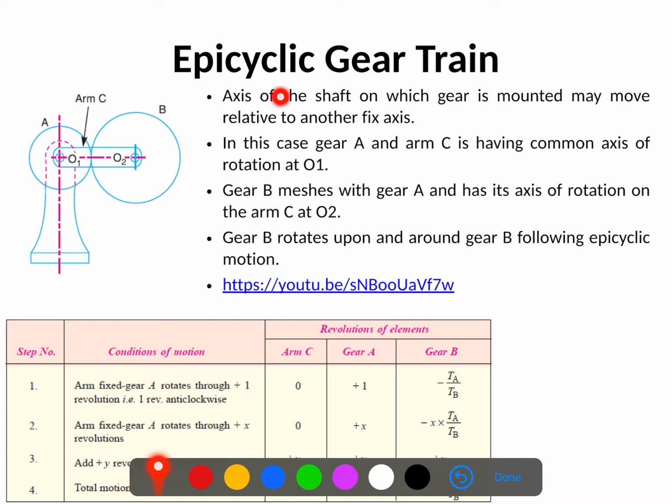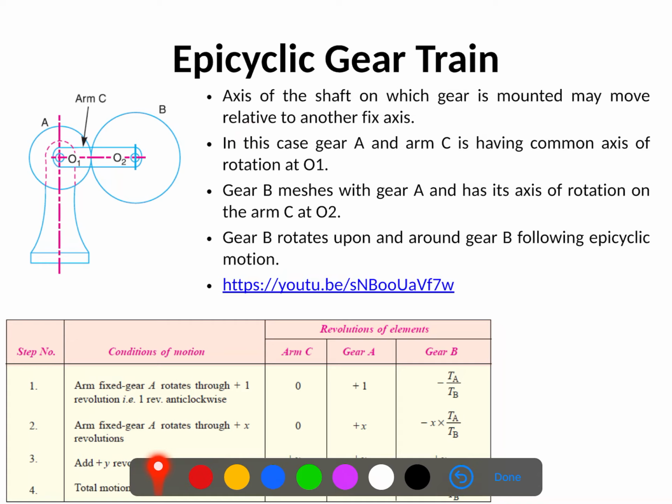Whatever the gear trains we have seen up till now, in those the axis of the shafts on which the gears are mounted are fixed. But in this epicyclic gear train, the axis of the shaft on which one of the gears is mounted may move relative to another fixed axis. And if this is the situation, then we can say that particular drive is an epicyclic gear train.